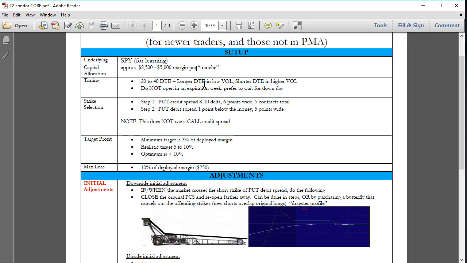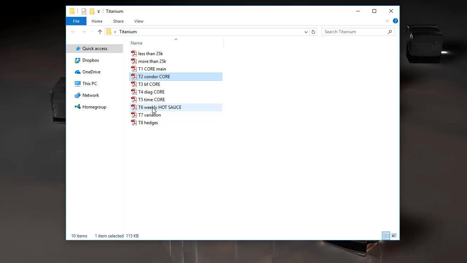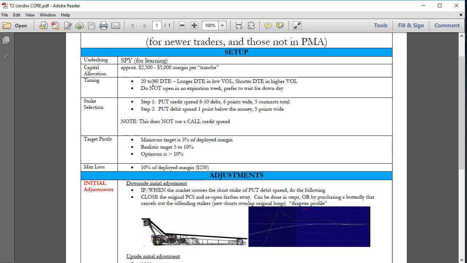20 to 40 days to expiration. We're going to go out farther in time when the volatility is low. We may come shorter when the volatility is higher, but we're probably not going to ever come any closer than 20 days to expiration, because that is just way too close. The time premium has started evaporating, and we have a weekly hot sauce trade that utilizes options expiring in 7, 8, 9 days. So there's no need for us to go any closer than 20 days. But again, this is kind of the range where you want to start putting these trades on. We'll not open them in an expiration week, and prefer to wait for a down day.